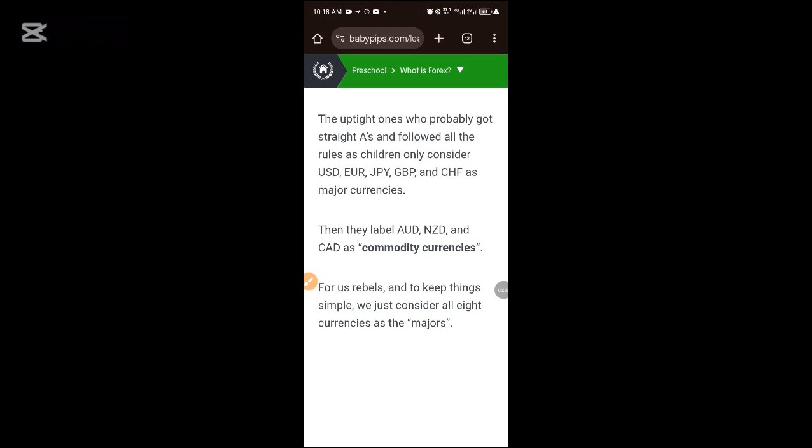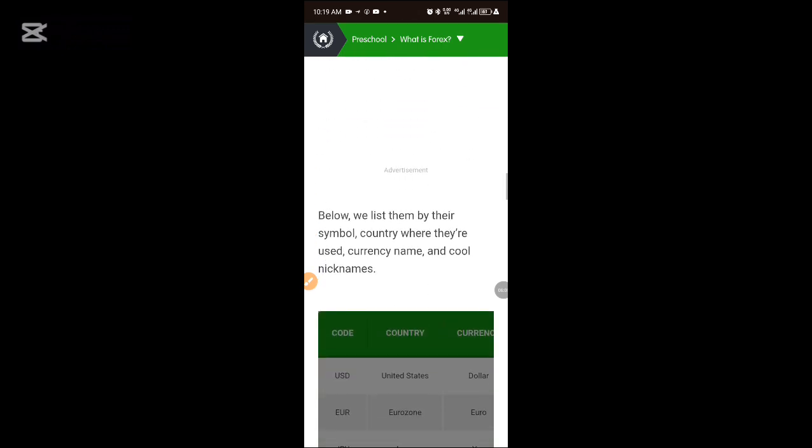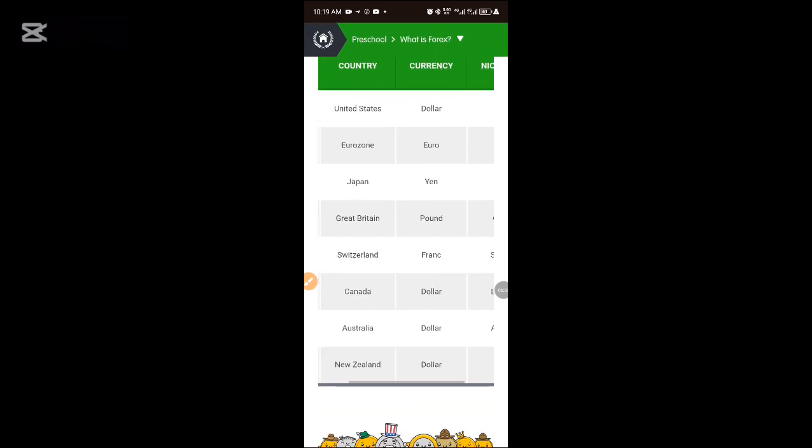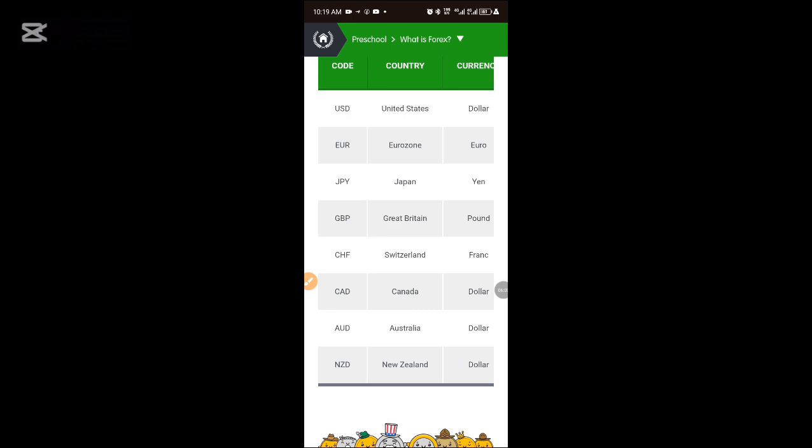How many pairs are these? Let's count it. USD, euro, JPY, GBP, CHF: 1, 2, 3, 4, 5. So they strictly regard these as the major currencies. Then they label AUD, NZD, and CAD as well, which makes it 8. So that is it for that. These are the list of the major currency pairs.